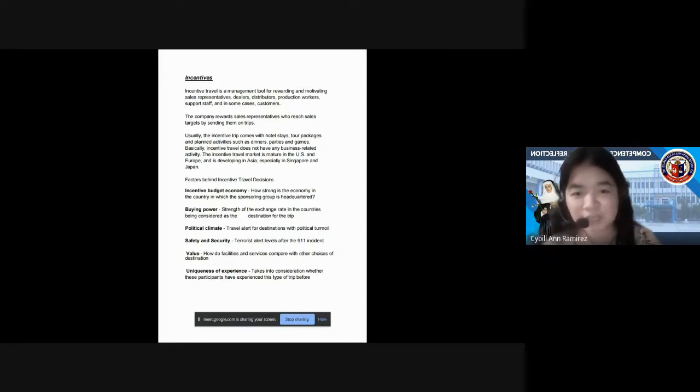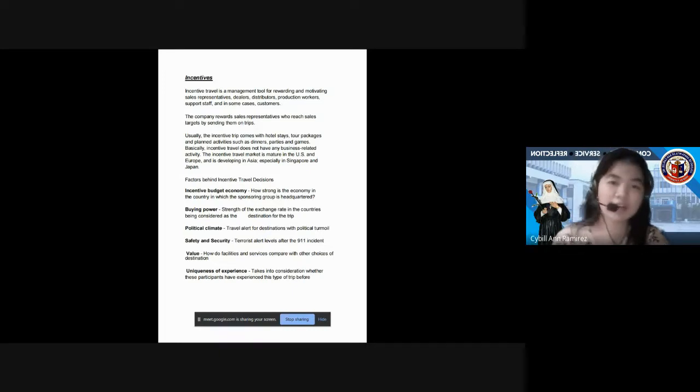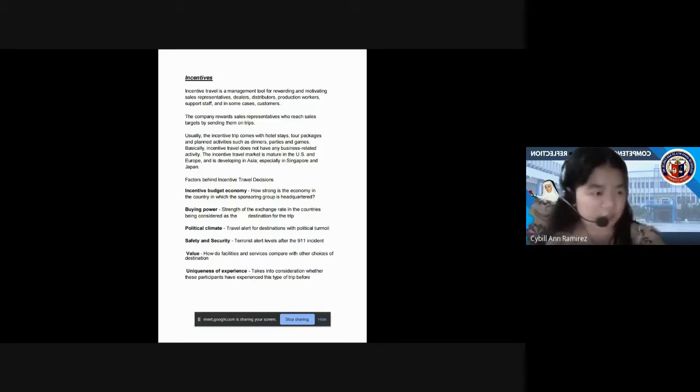So, factors behind incentive travel decisions. Many mga factors nga incentive travel is provided to the employee. So, incentive budget economy. How strong is the economy in the country in which the sponsoring group is headquartered? That is one factor nga i-consider, no? Kay, you cannot just easily give an incentive travel to your employee if your company cannot afford it. So it makes sense po, no?